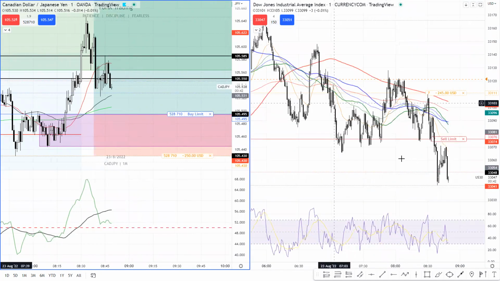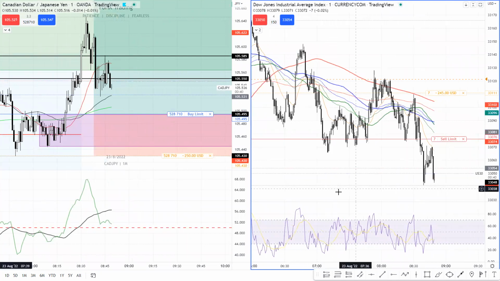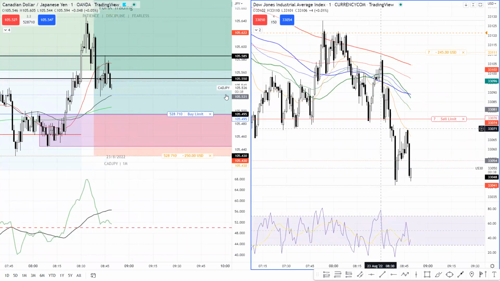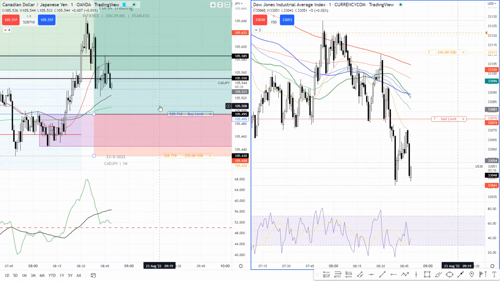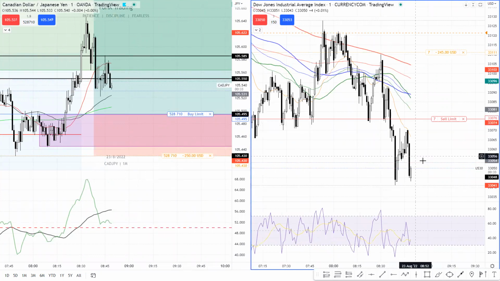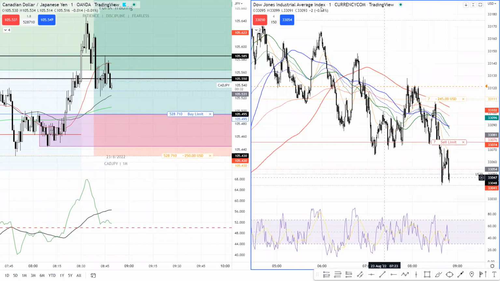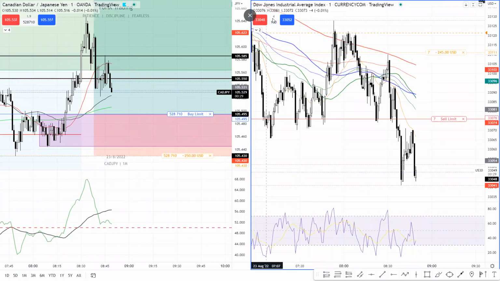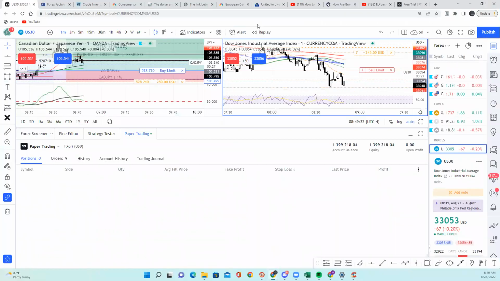Now with US 30, I really don't know per se what's going on. I couldn't guess on US 30, so I don't want to be guessing. So I'm not really going to enter. I'm not really seeing too much of an entry in US 30. So maybe I'll just keep it on.